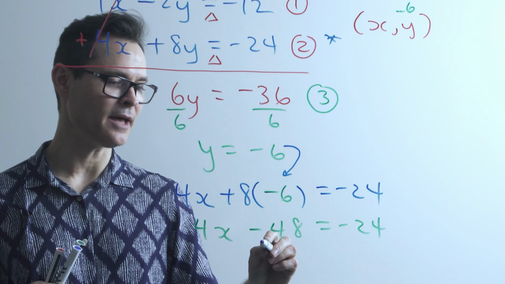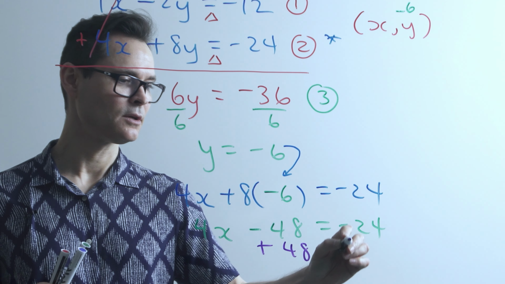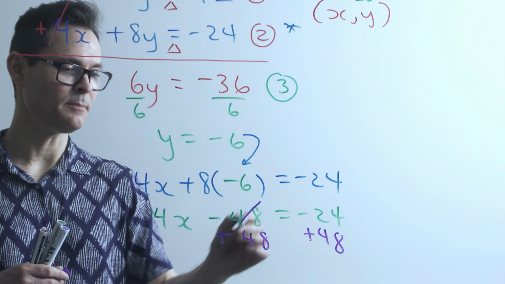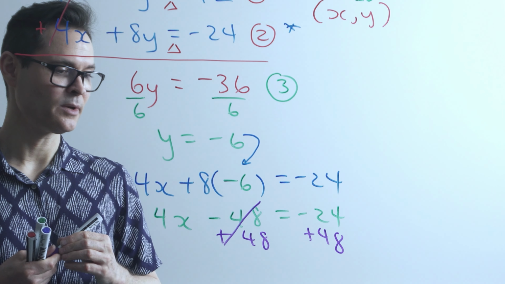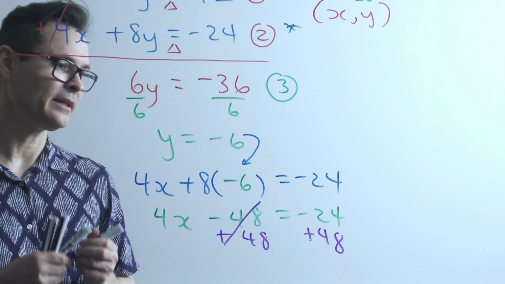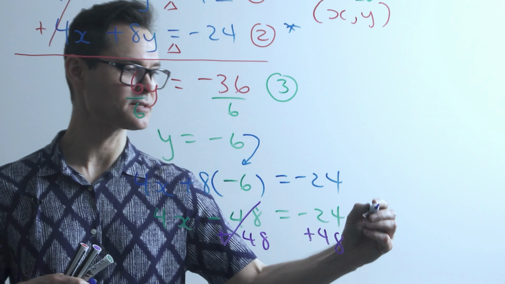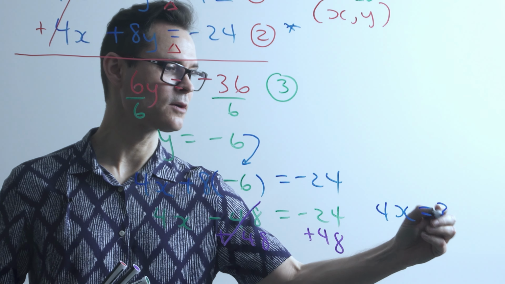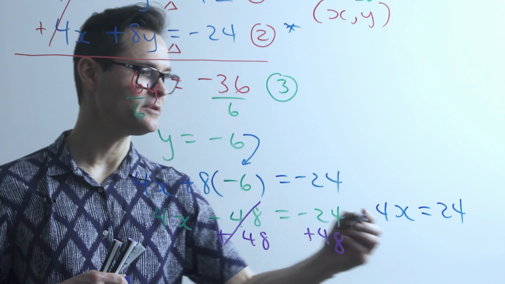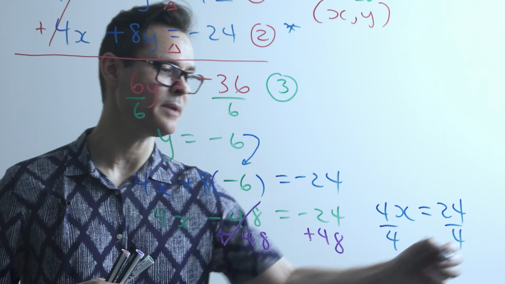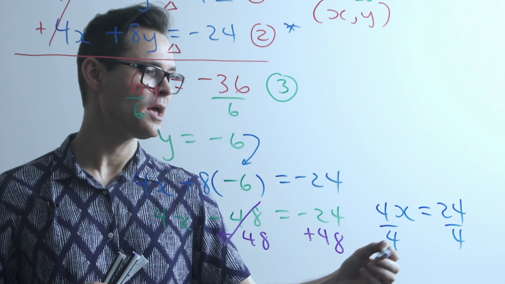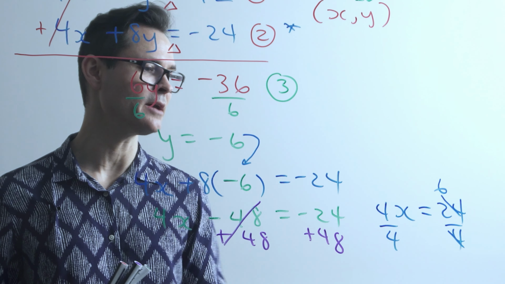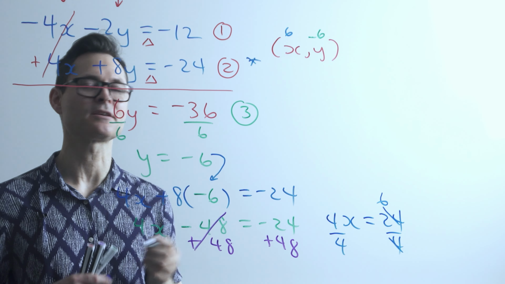I'm simply going to add 48 to both sides. And that's going to eliminate that and get rid of the -48. And then last but not least, that means that 4x is equal to 24. And divide by 4, just like you're solving a basic single equation. And this tells me that, well, 24 is divisible by 4 six times. So the x is 6.